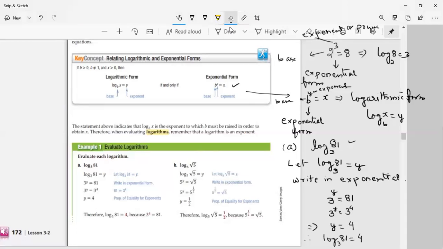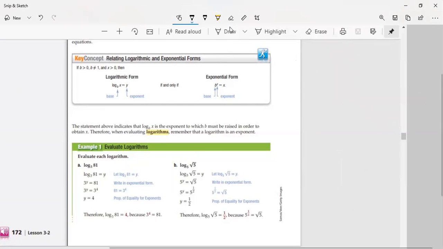So like this is the way of doing it. We just have to let it equal to y, then we can solve. Similarly, we'll take more questions. We have to find the value of log root 5 to the base 5. This value we have to find out.